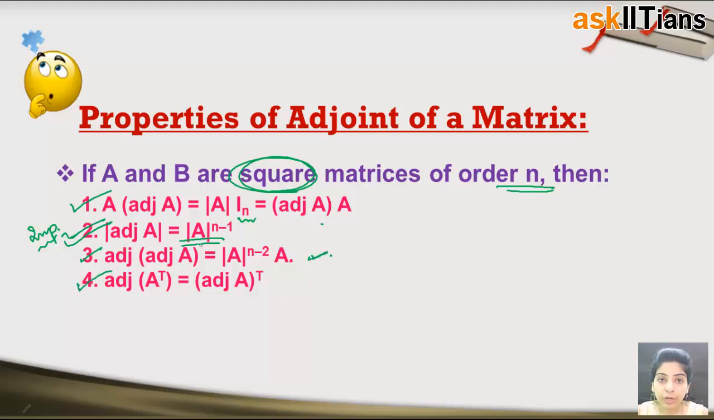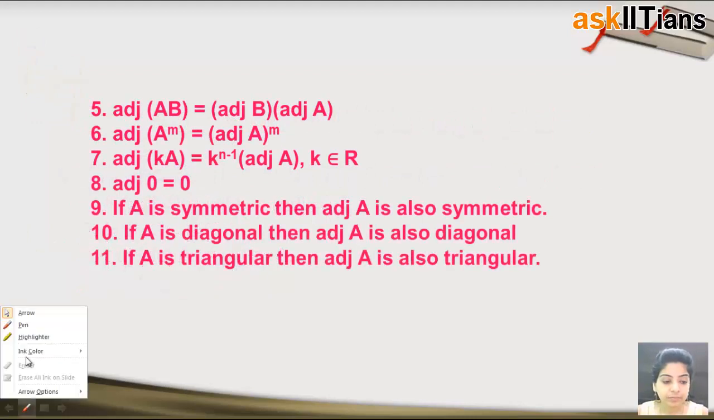Then we have adjoint of A transpose is equal to adjoint of A whole transpose. So what does this mean? This just means if you find out the transpose of matrix A and then you find out the adjoint of the resultant matrix, that will be same as computing the transpose of adjoint of A, right? So this was also quite simple.